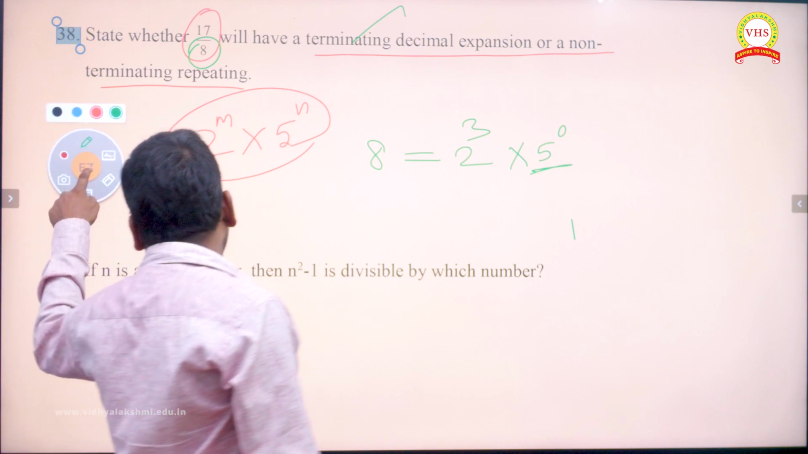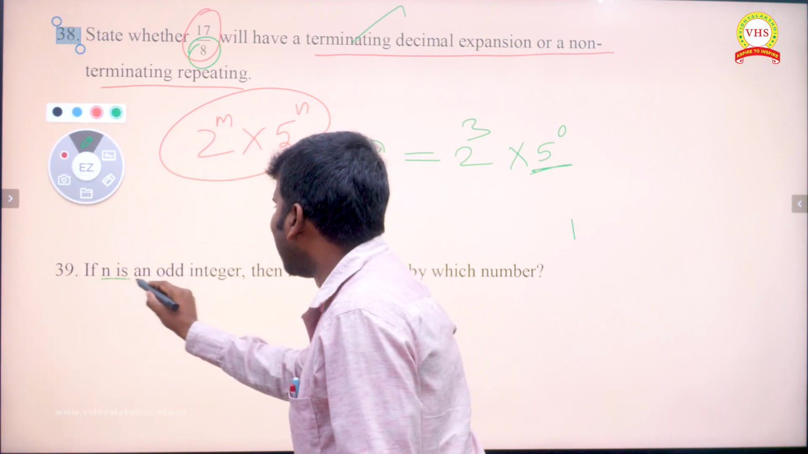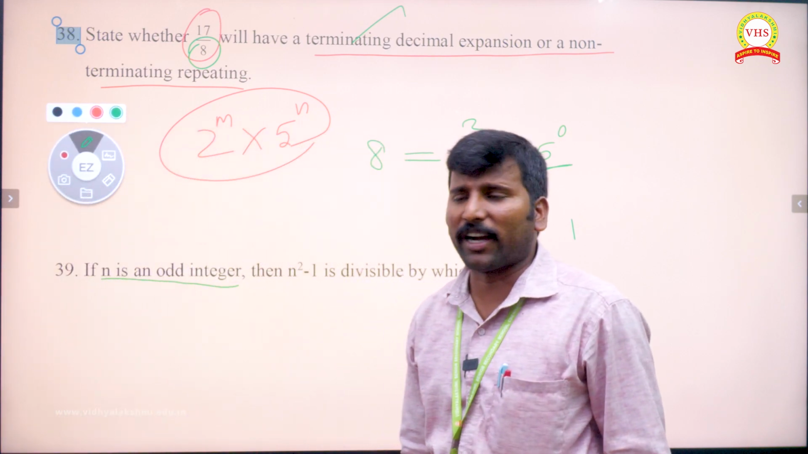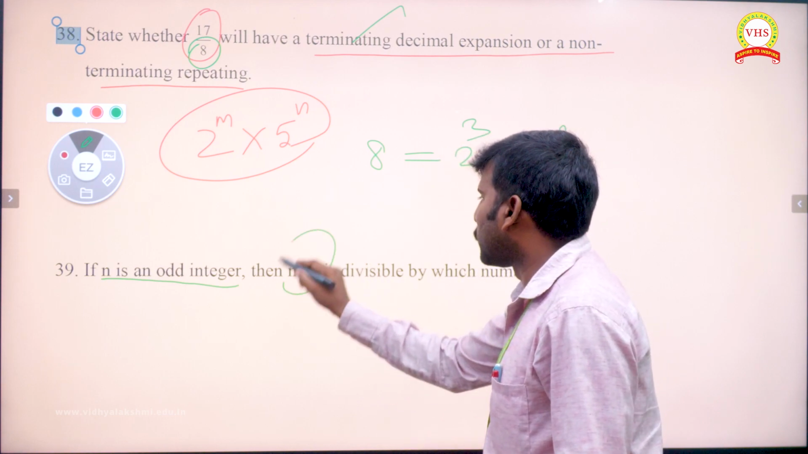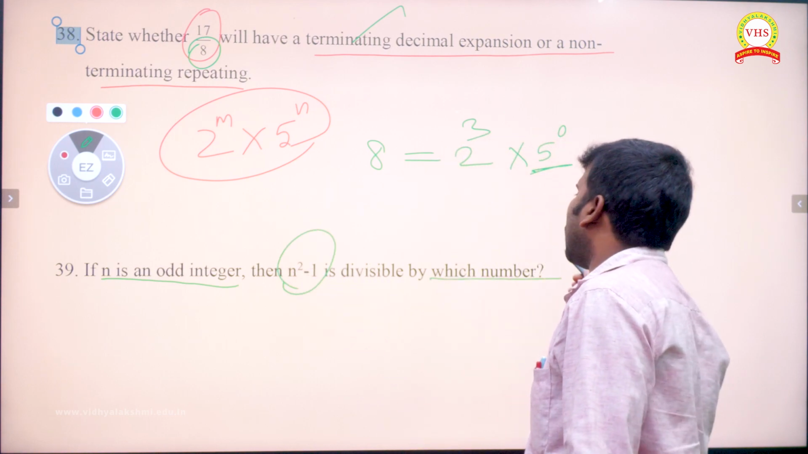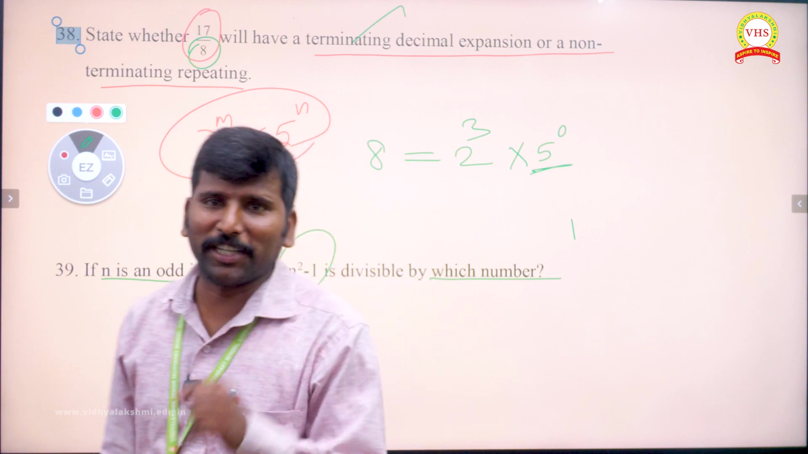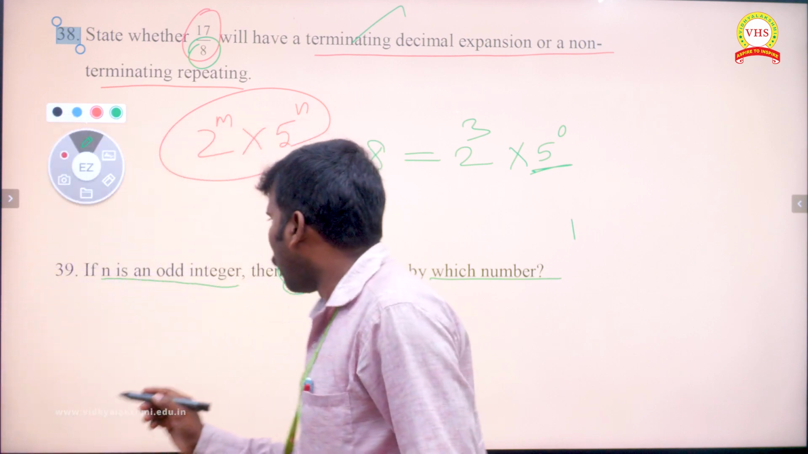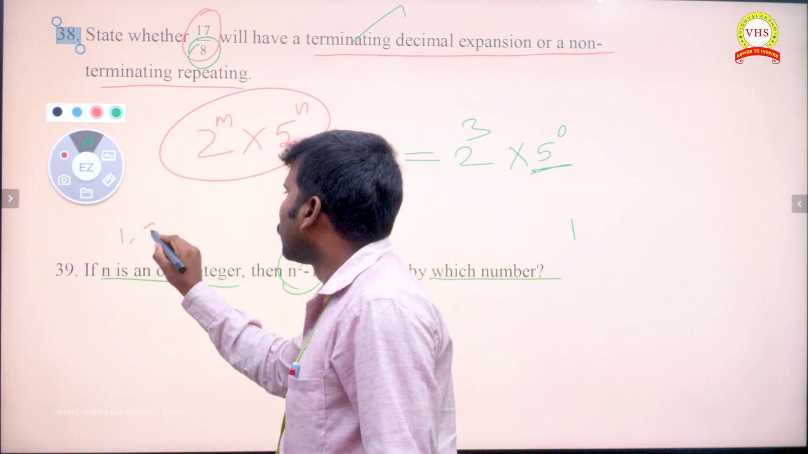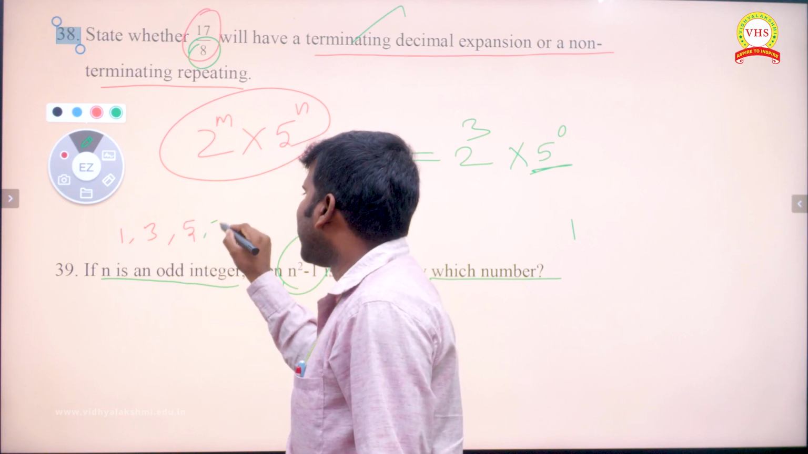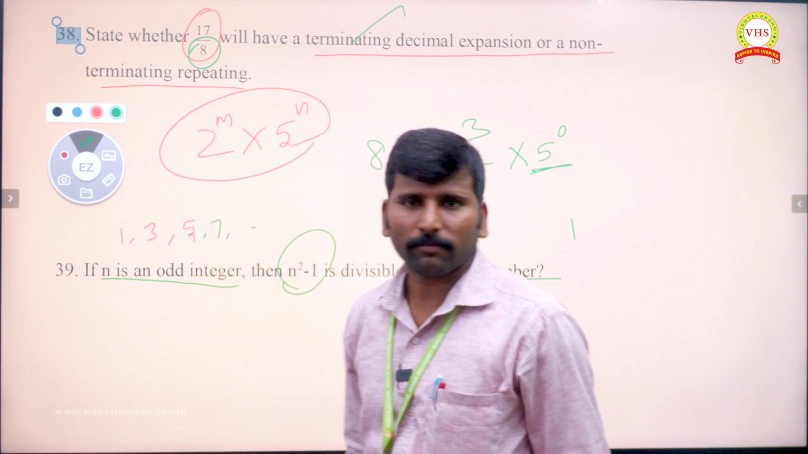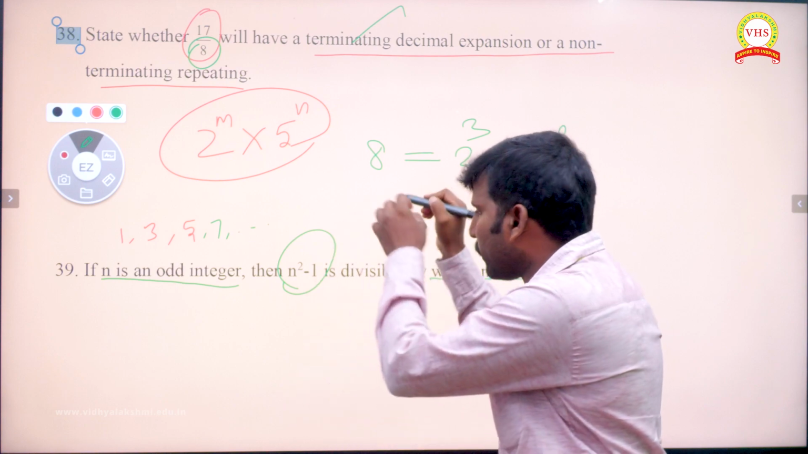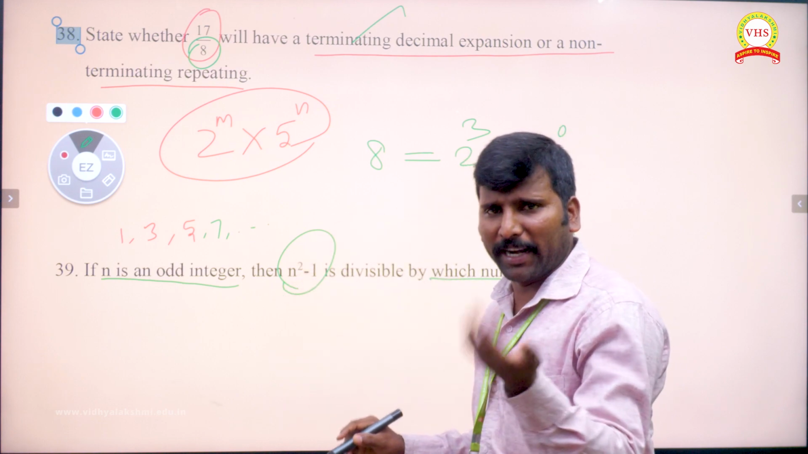Next, question number 39. They are telling n is an odd integer. N square minus 1 is divisible by which number, they are asking. N is an odd integer, they said. What is an odd number? 1, 3, 5, 7 and it will go on. This is an odd number. One by one you just substitute. Let's see what we are getting.